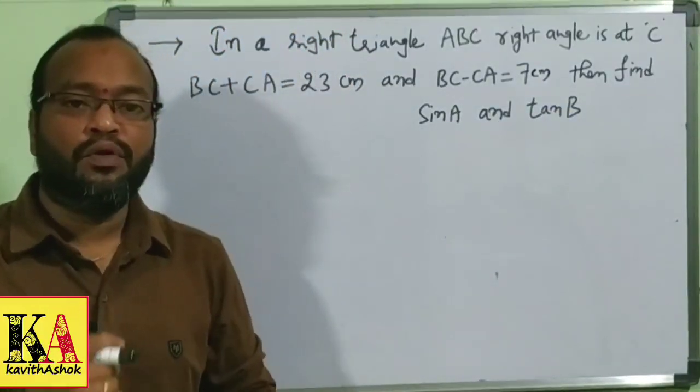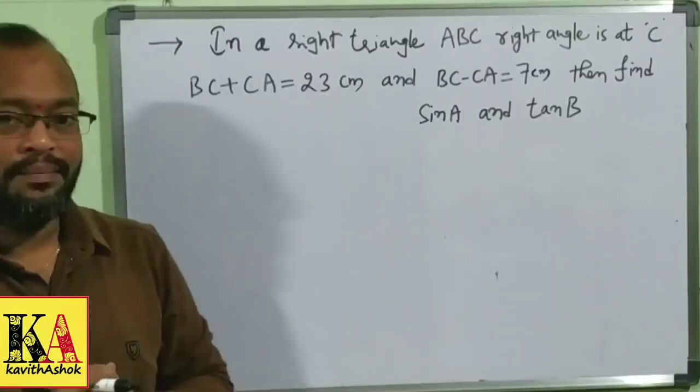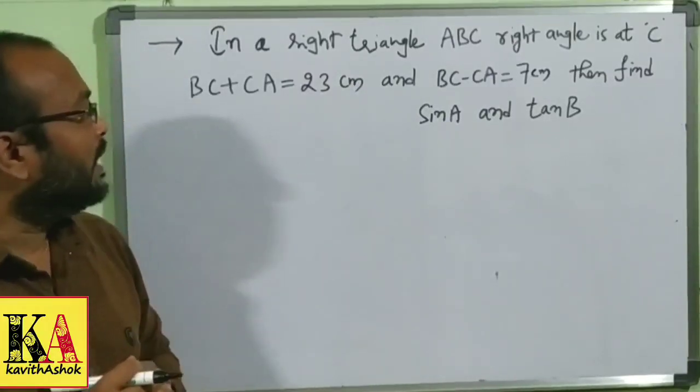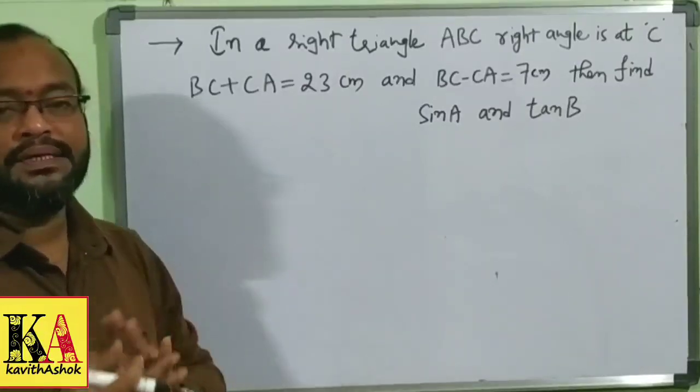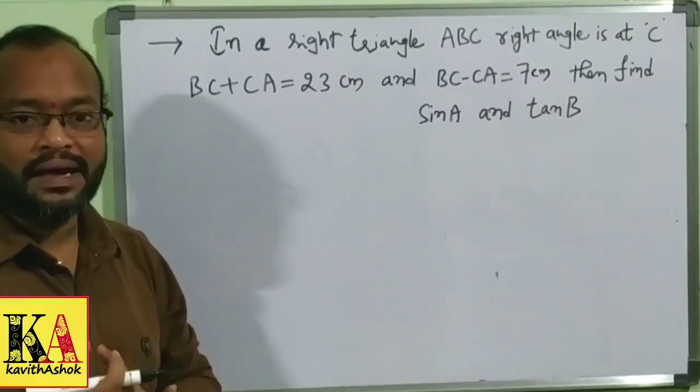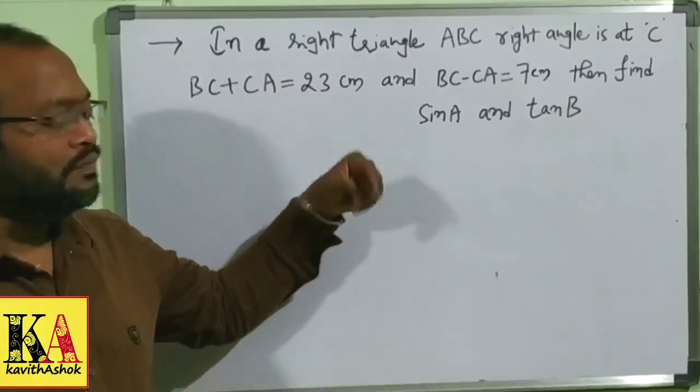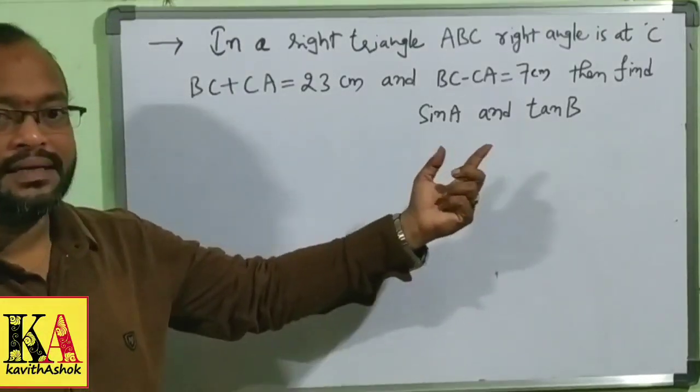So before going to find out sin A and tan B, first we will find out what is BC and what is CA. Then by using those measurements we can construct a right angle triangle with right angle at C. Then we can calculate what is sin A and what is tan B.